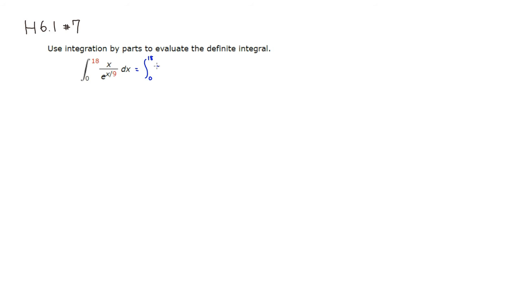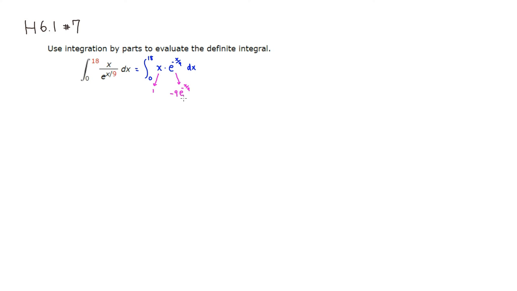I'm going to have x as the first function, and then times the second one, e to the... since e is sitting on the bottom, it's going to be a negative power. So it's x over 9, dx. Then we take the derivative of the first function, which is 1. We take the antiderivative of the second function, so you're going to have e to the negative x over 9 divided by negative 1 over 9, which is equivalent to multiplying by negative 9.